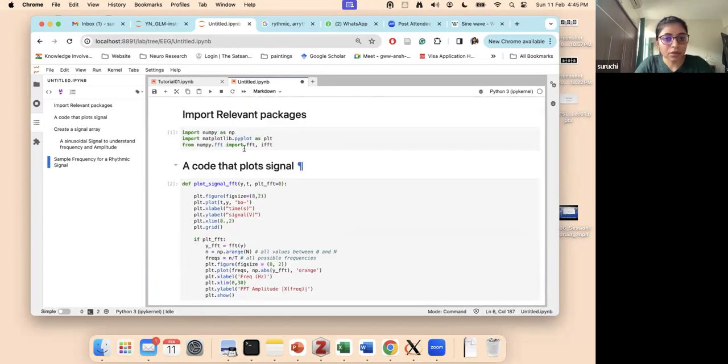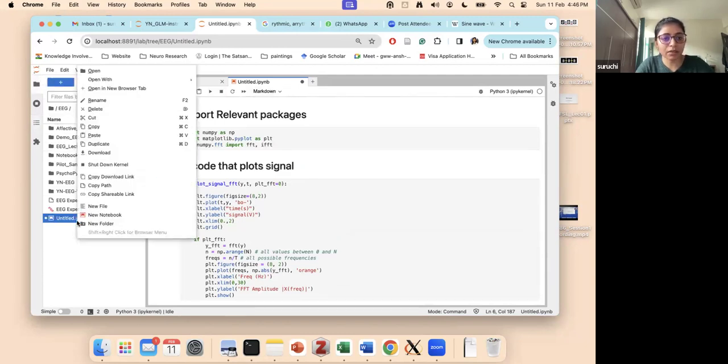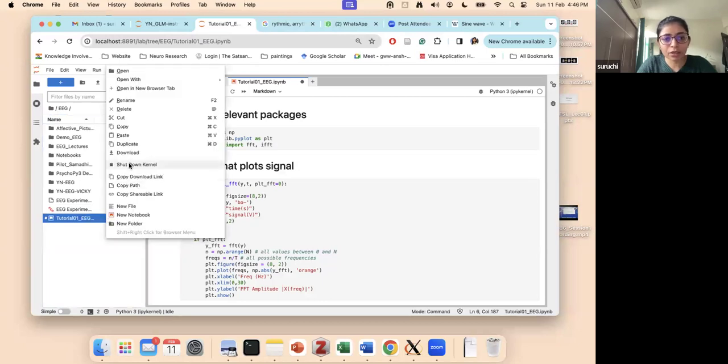So I'll just rename. Here it shows you the folder structure. I just created this notebook. It's called Untitled. You can right click on this and do rename. So I'll do tutorial 1 EEG, and that's it. And if you're done working on it, you can right click and do shut down kernel.